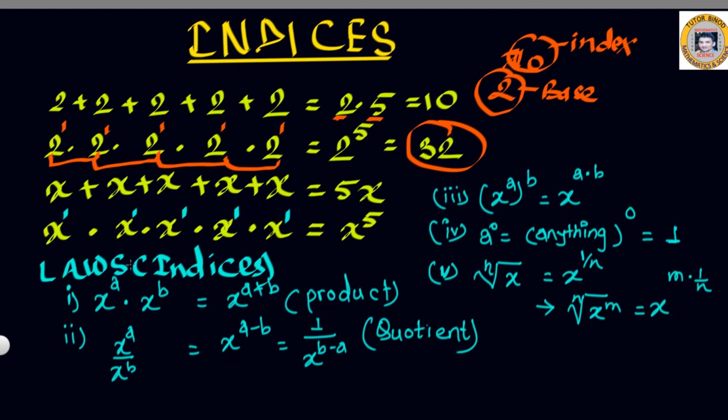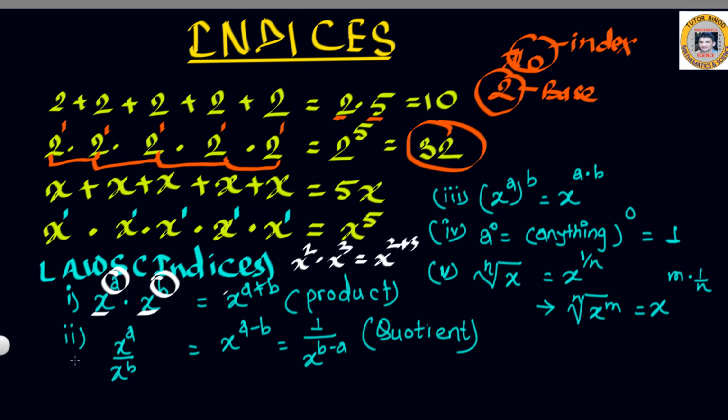The first one is the product law. If you want to multiply two things with the same base but different exponent, same base but different index, in this case it will be x to the power a plus b. For example, if I have x to the power 2 times x to the power 3, I would have x to the power 2 plus 3.